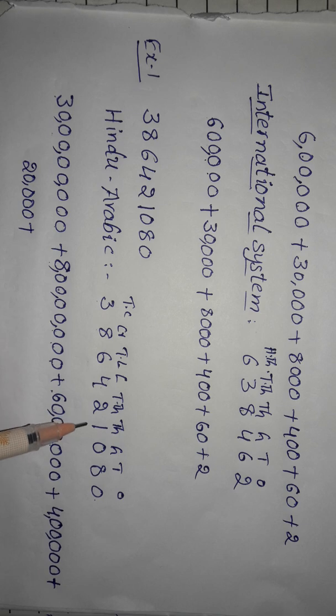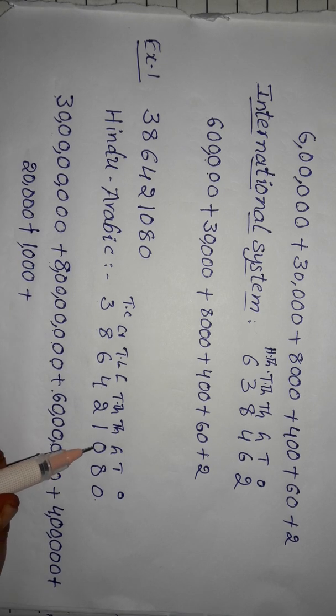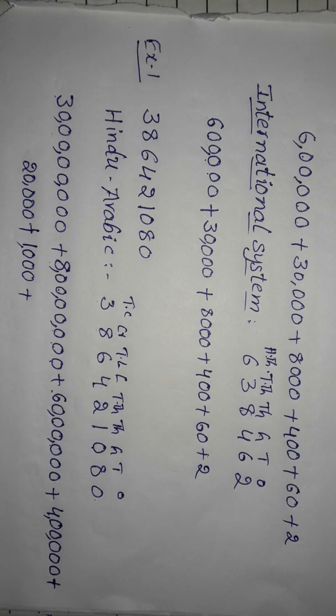Plus, next number 1. 1 is in which place? Thousands place. So here we have to write 1000. Plus, after that 0. In which place? Hundreds place. 0 into 100 is equal to 0 itself. Why? If we multiply any number with 0, the answer is 0 itself. So, no need to write here because 0 is there here.